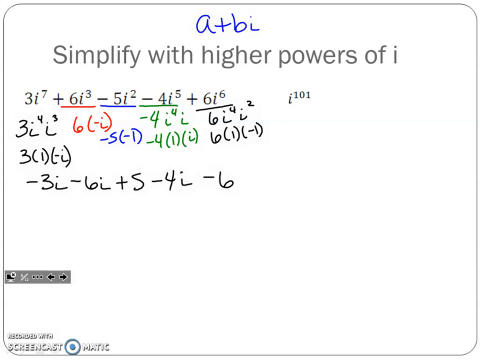Now that I've simplified everything, I'm just going to combine all my like terms. Negative 3i, negative 6i, negative 4i. That's going to give me negative 13i.